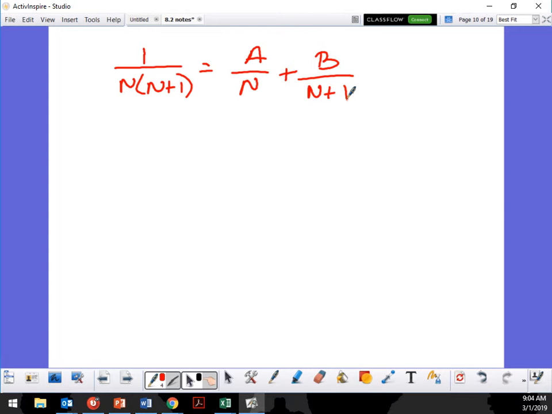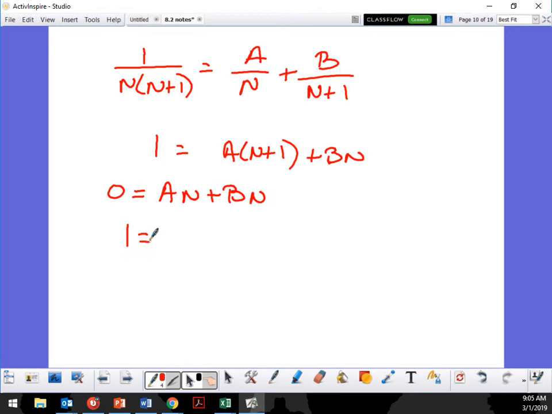Okay, good. Now we're going to break this up. This turns into 1 equals A times (n plus 1) plus B times n. In this case, I have 0 equals An plus Bn, and then 1 is equal to A, because it's 0n, and in this case it was plus 0n plus 0n squared.